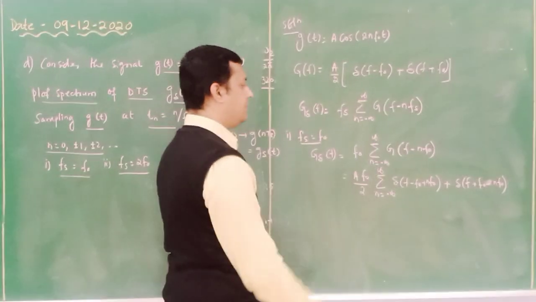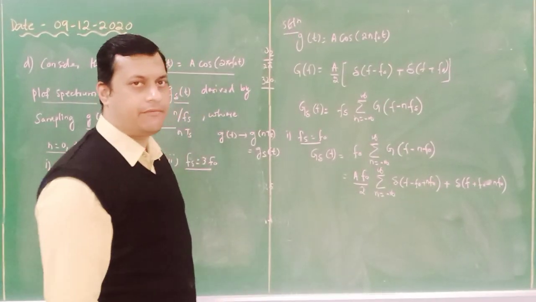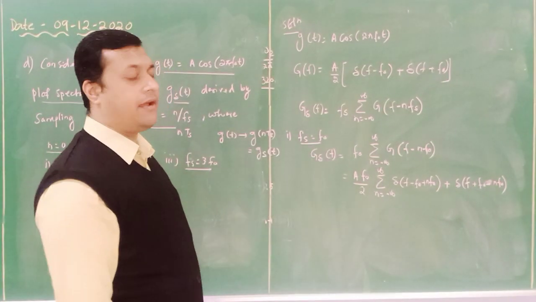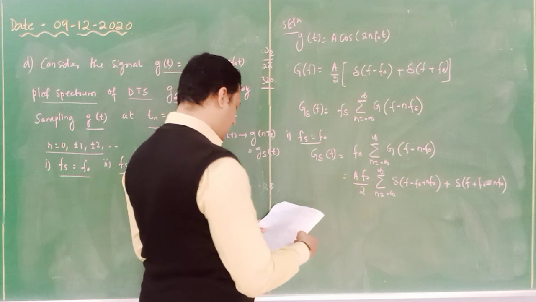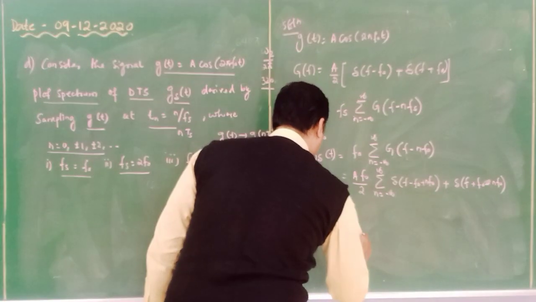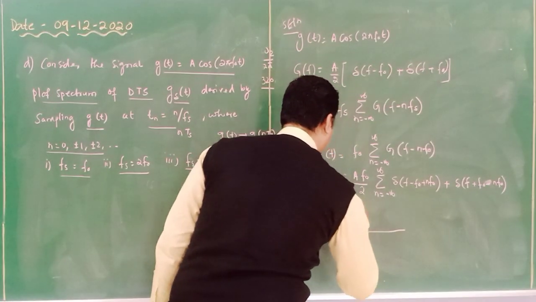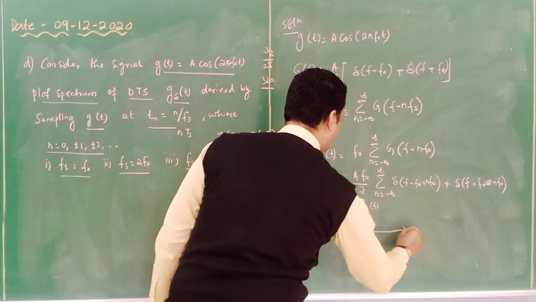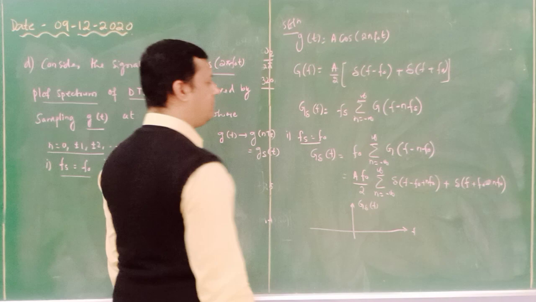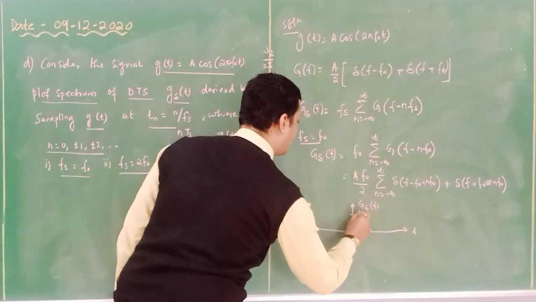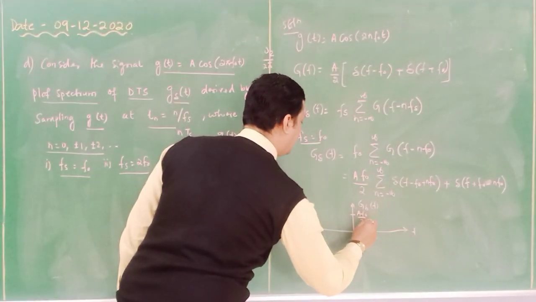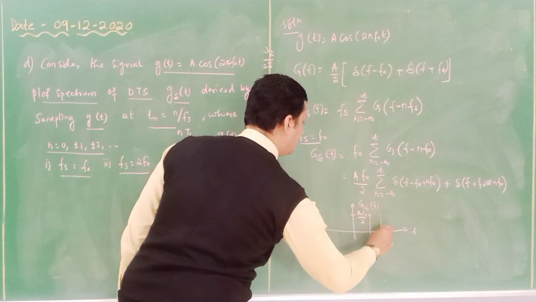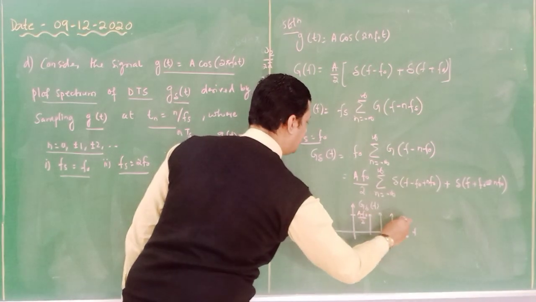Now it is correct. So this is the spectral component I will get if I substitute fs equal to f₀. What will my spectral component be? The spectral component will be G_δ(f), and the amplitude is A f₀/2 for all the components. A f₀/2. So this is first, this is second, this is third, and so on.